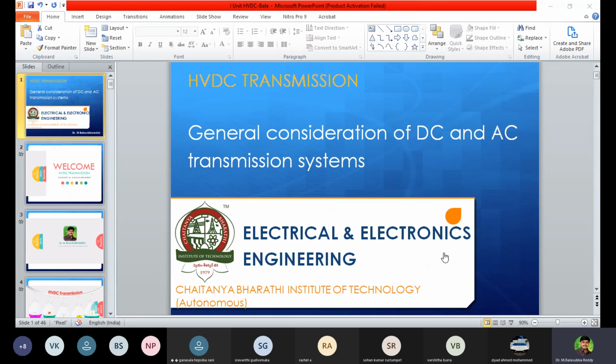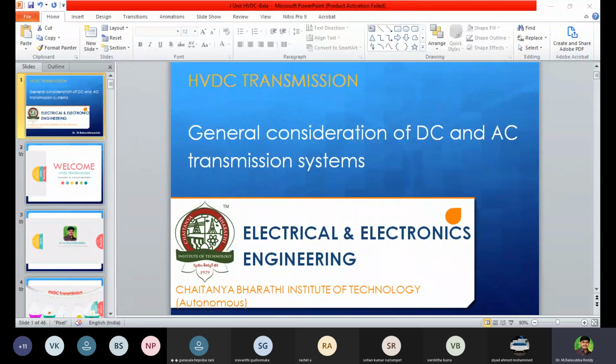Okay, anyhow, I will start now. 18 members are there. HVDC transmission is an important subject, and also has a very small syllabus compared to any other subject, but it is technically very useful, and we should know what HVDC transmission is, why we go for this, what the control strategies are, protection, all these things we'll cover here.